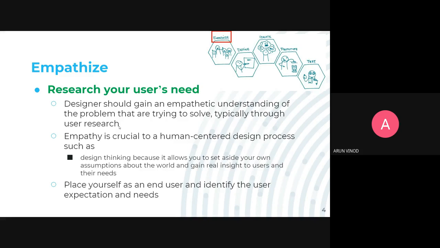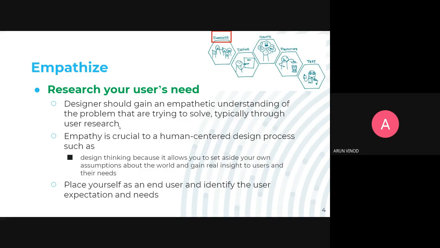Okay, fine. So designers should gain an empathetic understanding of the problem they are trying to solve, typically through research. This research can be any kind of research. I'll tell you in the next slide what the methods of research are. The second point is that empathy is crucial to a human-centered design process, such as design thinking, because it allows you to set aside your own assumptions about the world and gain real insight into users and their needs.